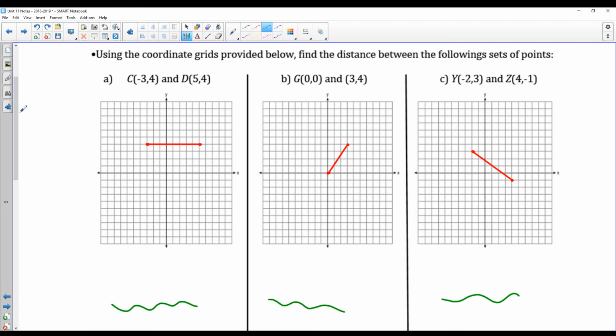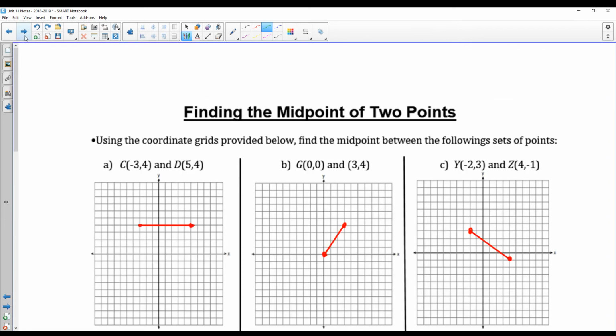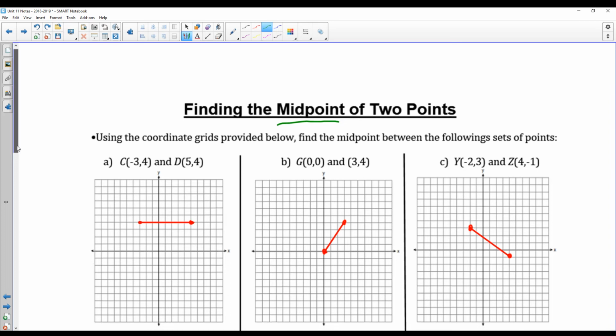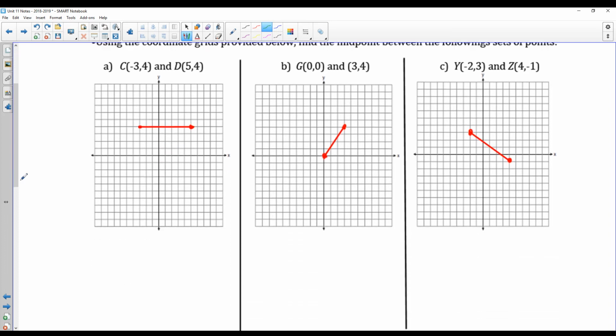Task 2 is on the next page, finding the midpoint of 2 points. So it's the same 3 line segments. I want you to find the exact halfway point of these line segments. Think about what strategies you can use. Think about what methods might help you. Same deal, show a little bit of your work, show your thought process here.